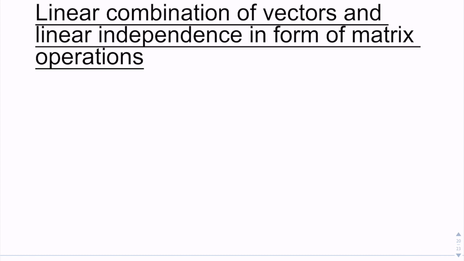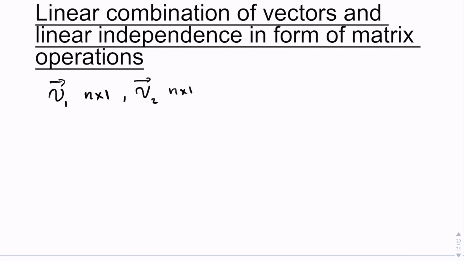So consider vector v1, which belongs to Rn, or we can also use the matrix notation. So let's say v1 is n by 1, one column and n rows matrix. So also we have another vector v2 whose dimension is also n by 1.